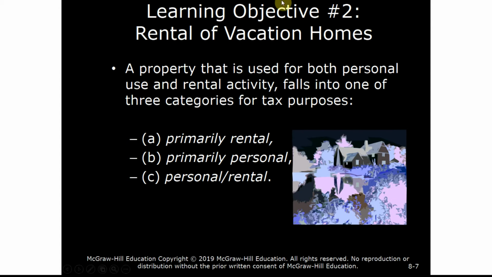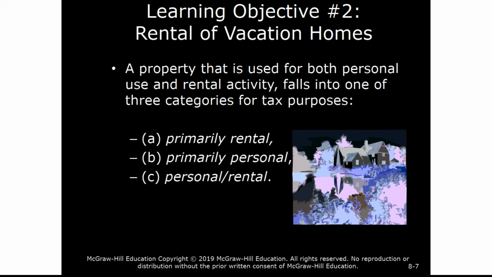So, for example, if it's primarily rental, then it's a Schedule E property, and we can take all the expenses related to the rental and deduct them against the income, and even generate a loss. And how that loss is handled we'll be discussing both in this chapter and in the subsequent chapter. But if it's primarily rental, it can generate a loss.